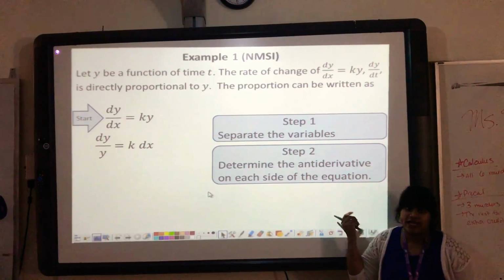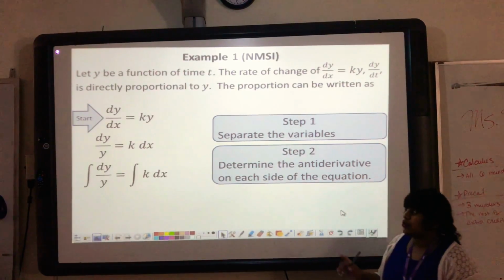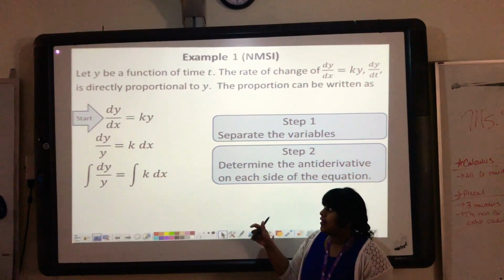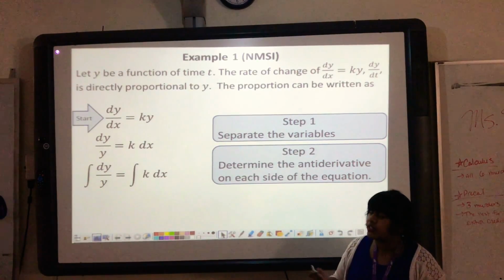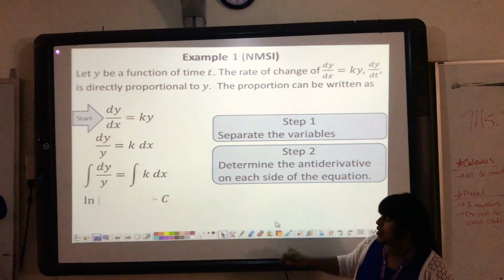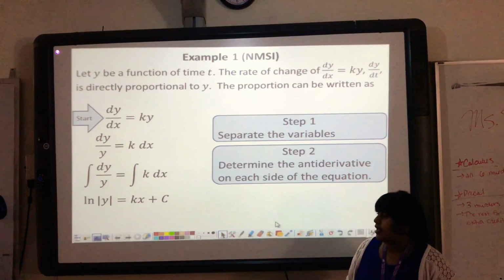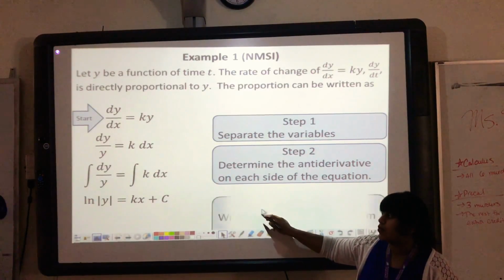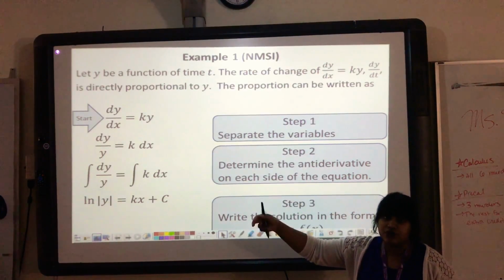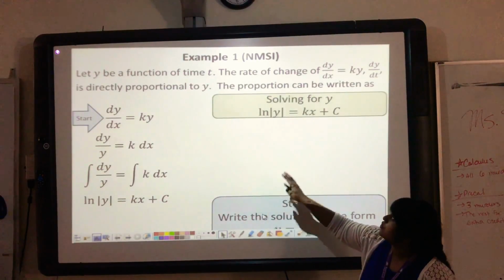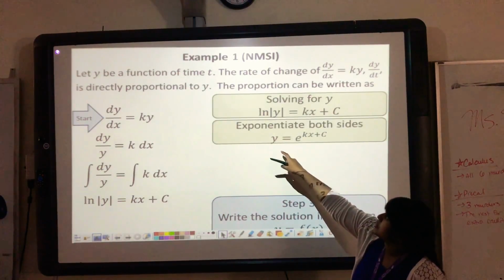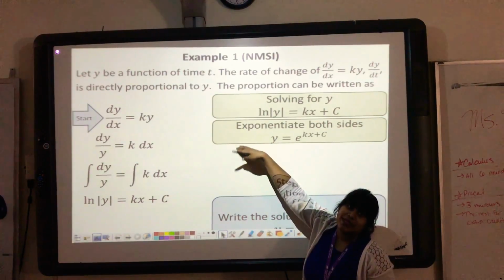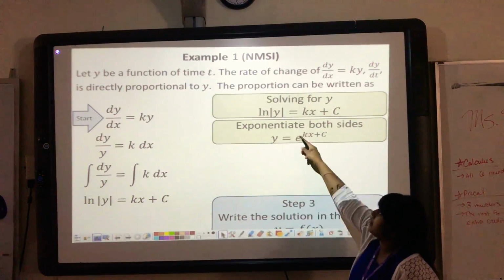So we're going to determine our antiderivative, taking the integral of both sides. The integral of 1 over y is simply ln y, and the integral of k dx is just kx, plus my constant value. Then we want to write our solution in terms of just y, so we solve for y. To get rid of a natural log, we take the natural base. So e to the ln, those cancel out, but on this side it won't.